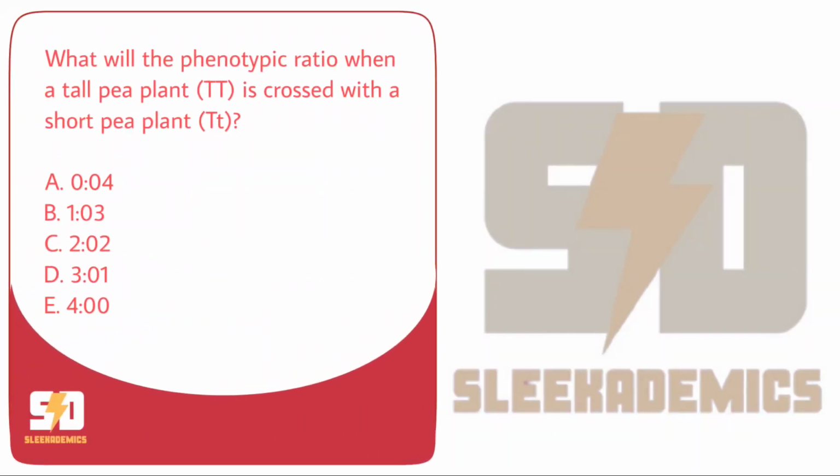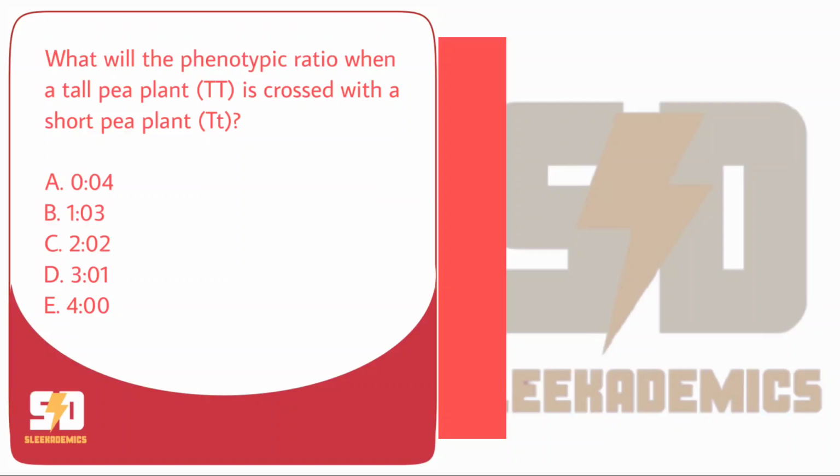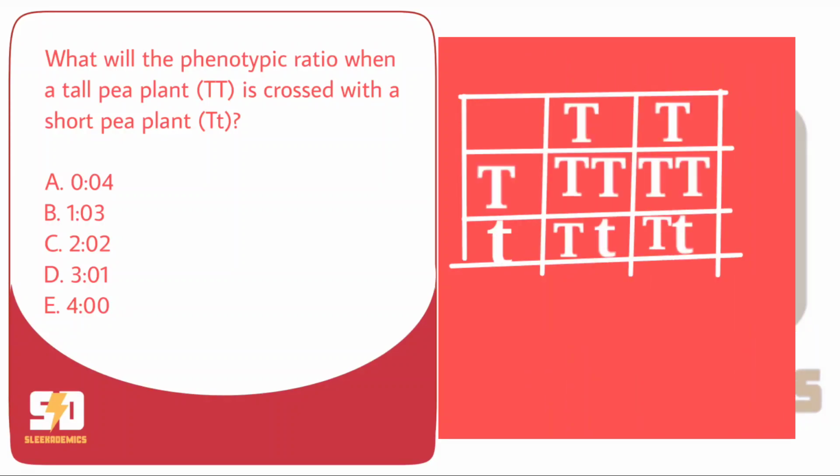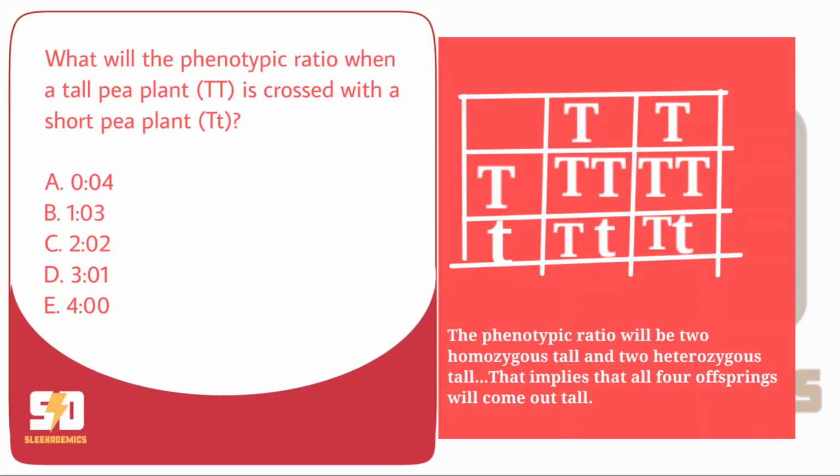Then we go to the next question. What will be the phenotypic ratio when a tall pea plant is crossed with a short pea plant? Now we have a heterozygous pea plant and a homozygous pea plant. Now when it is crossed, we are going to use the Punnett square here. Then we have a tall pea homozygous dominant plant and a short pea heterozygous plant.